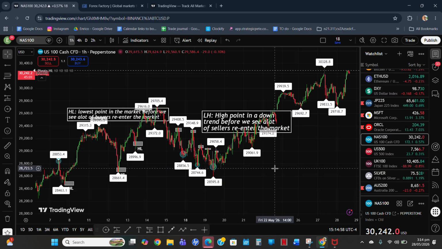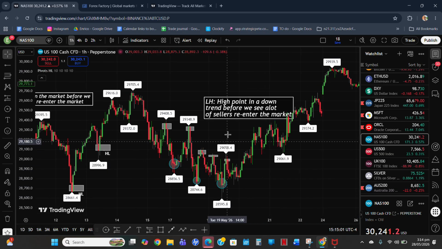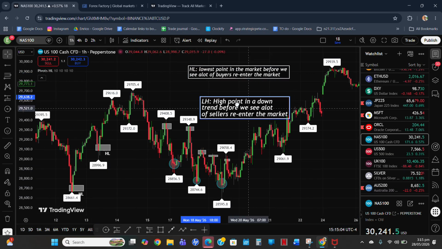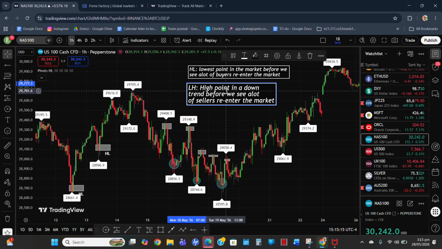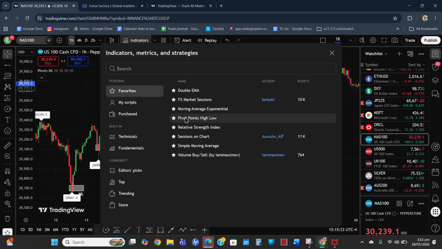So I would suggest if you're having any issues spotting your higher highs and higher lows in the market, remember these two things. Higher low is going to be the lowest point in the market before we see a lot of buyers re-enter the market. And to spot your lower high, remember it's going to be a high point in a downtrend before we see a lot of sellers re-enter the market. Take notes of this, and the indicator is this one. This is essentially pivot points, high, low. All right, pivot points, high, low. I'm going to leave a link to it in the description of this video as well.